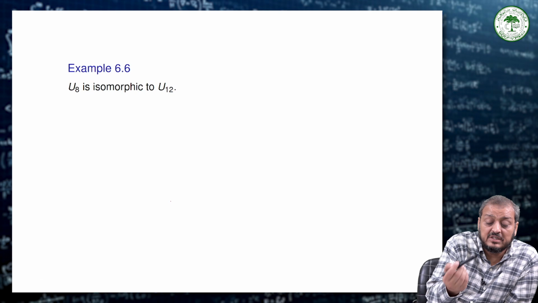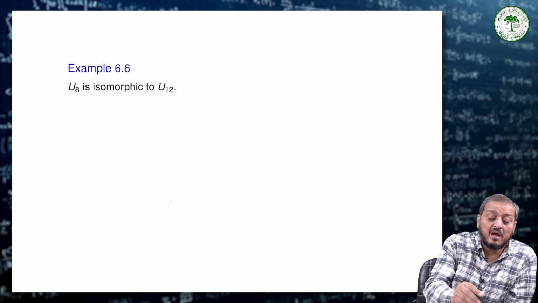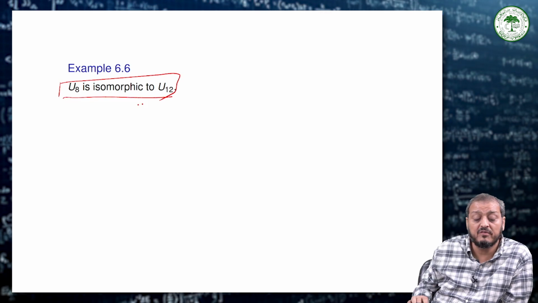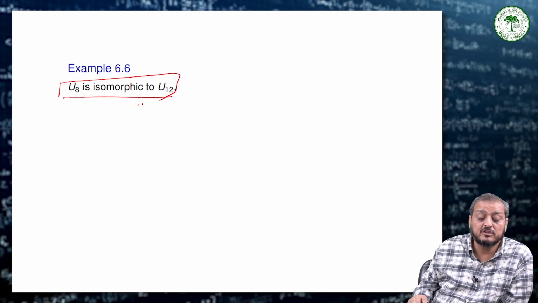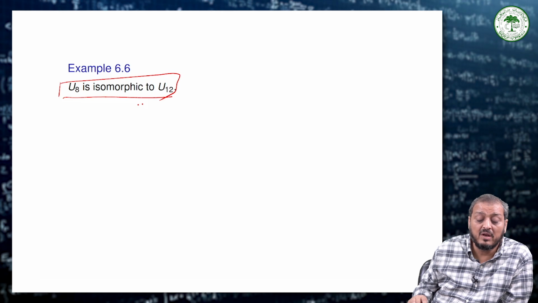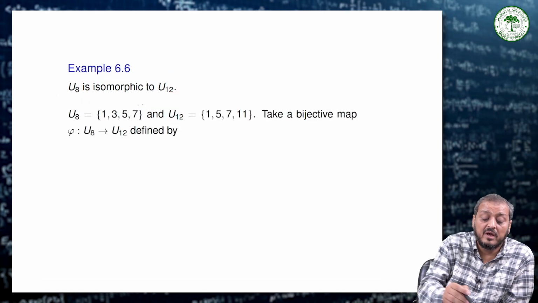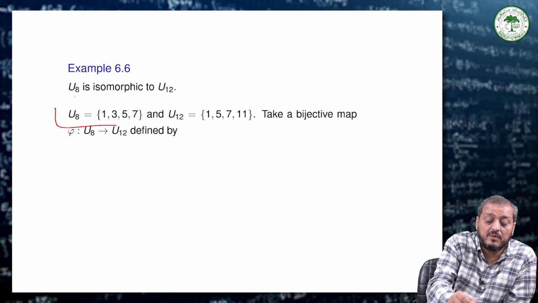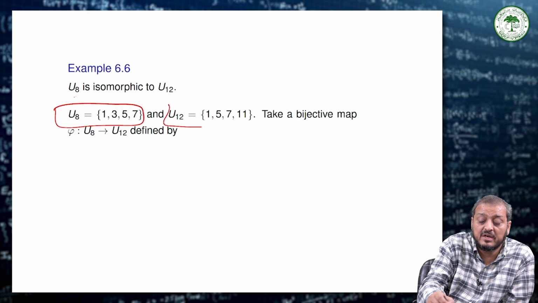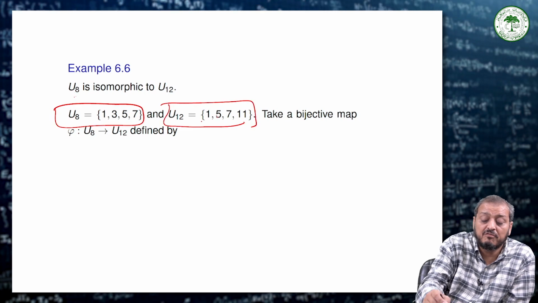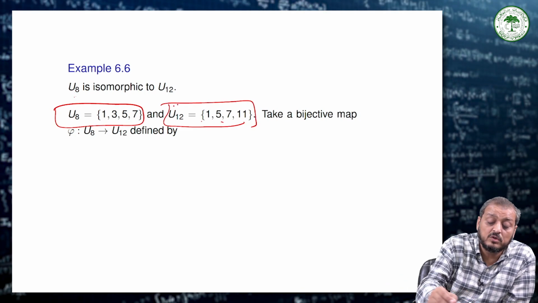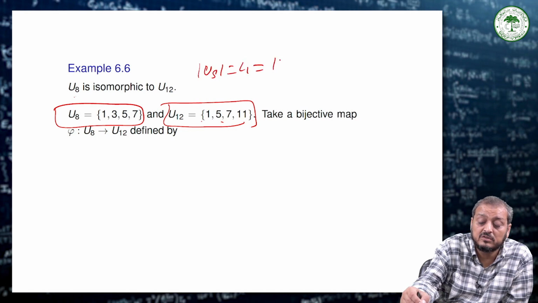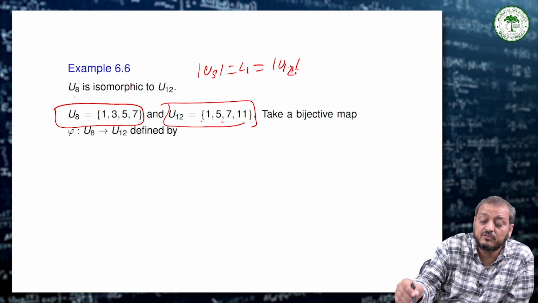Okay, so just one more example: is U8 isomorphic to U12? We try to find whether U8 is isomorphic to U12. The elements of U8 are those relatively prime to 8: 1, 3, 5, 7. And U12 consists of those relatively prime to 12: 1, 5, 7, 11. Both U8 and U12 have size 4.